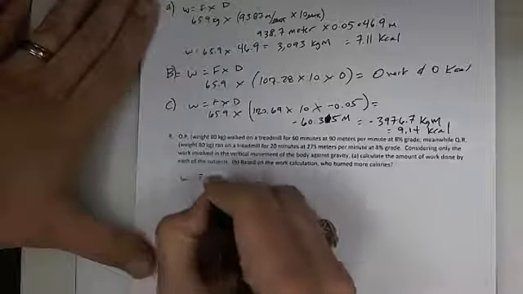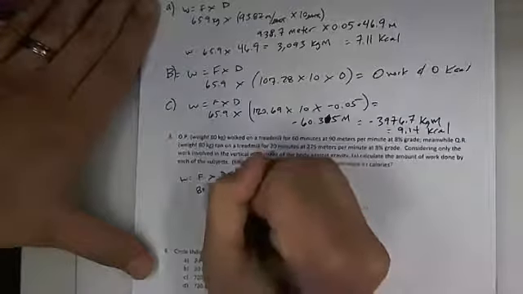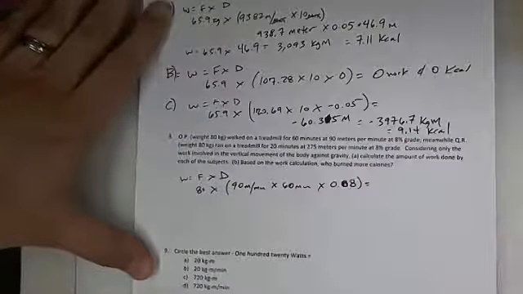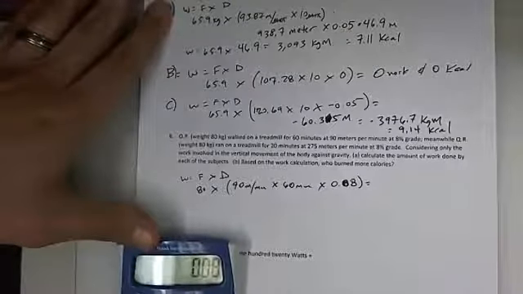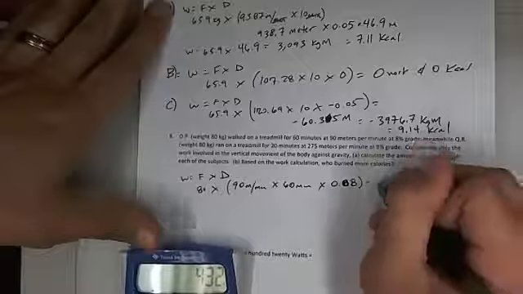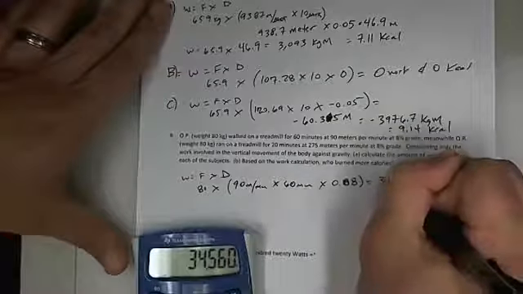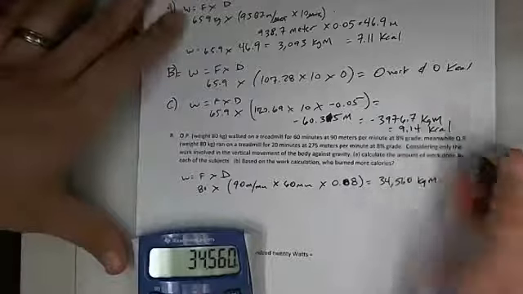So work equals force times distance. So work equals 80 times 90 meters per minute times 60 minutes times 8% grade. So I'll start in the parentheses, 90 times 60 times 0.08 is 432 times 80 is 34,560 kilogram meters.